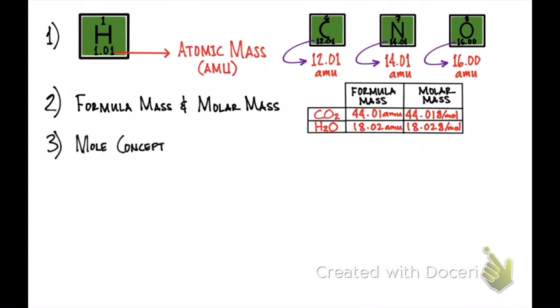You also learned about the mole concept, and basically 1 mole is a unit of measurement. We know that 1 mole is equivalent to this huge number, 6.02 times 10 to the 23rd power, and this number is known as Avogadro's number.